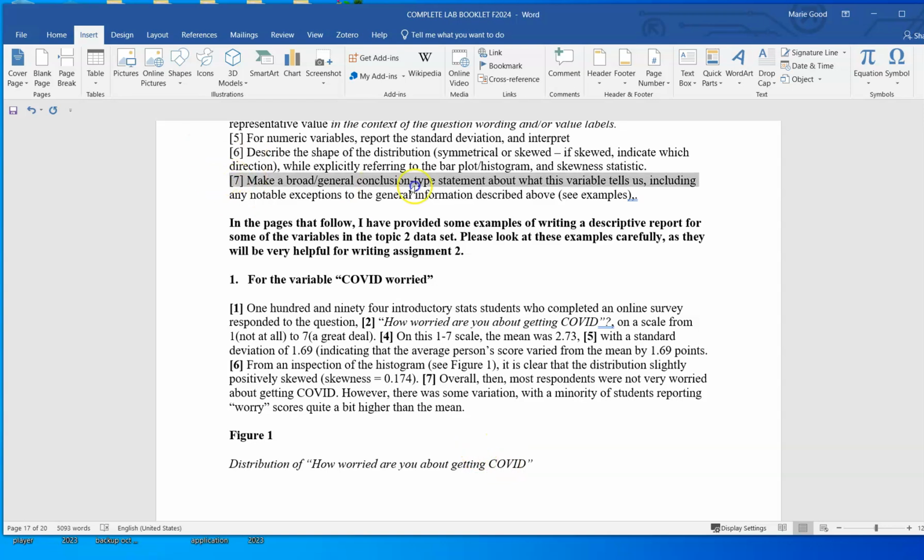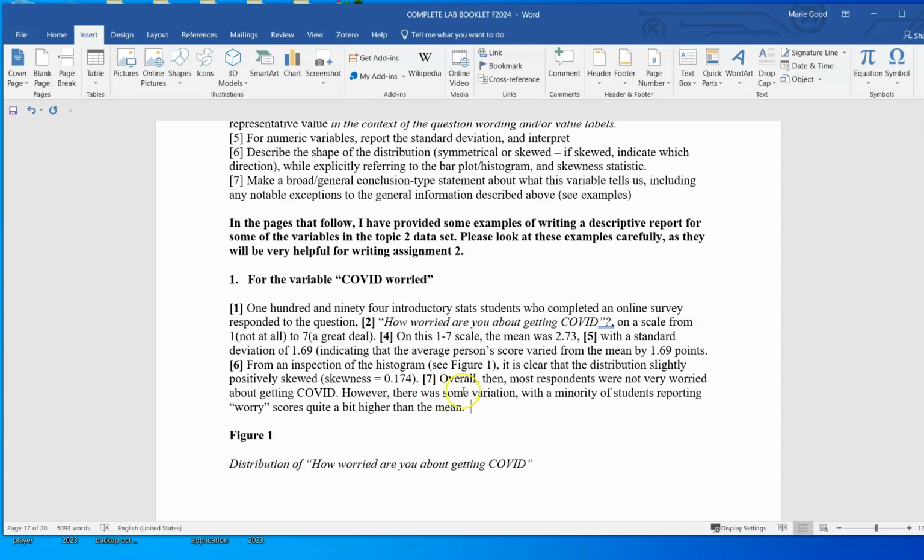And then finally, the last step is just making a broad or general conclusion statement about what this variable tells us. And in here, you also want to include any notable exceptions to the general information that you described above. This is a little hard to explain unless we have some specific example to work with. Okay, so here's what this could look like for the COVID worried variable.